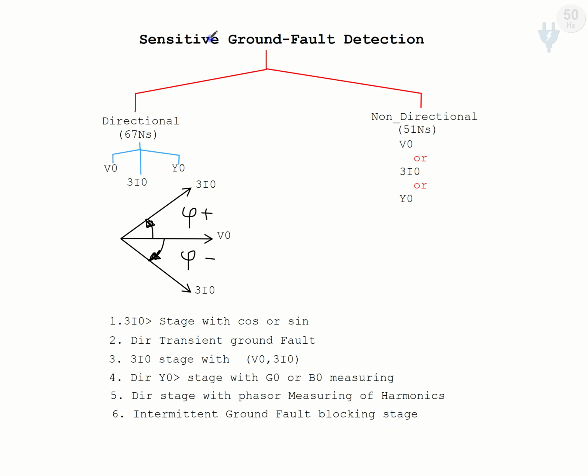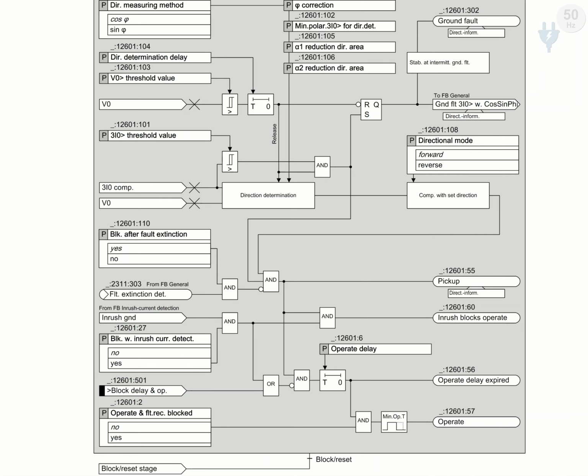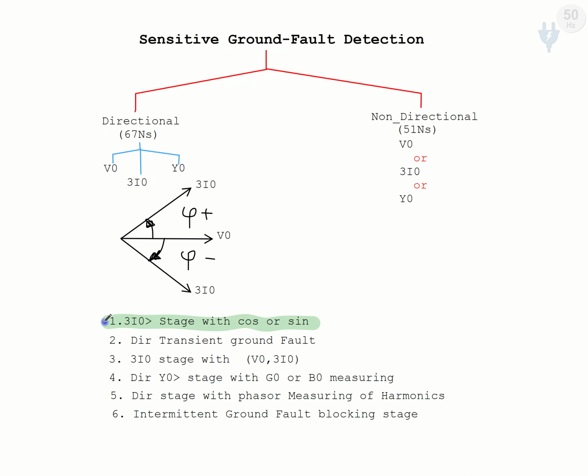Furthermore, we discussed the sensitive ground faults, their types, and their stages. We discussed the general functionality and the functionality of each stage, starting from the stage of 3I0 greater, by measuring the cosine of phi or the sine of phi. And today we are on that in the first method.